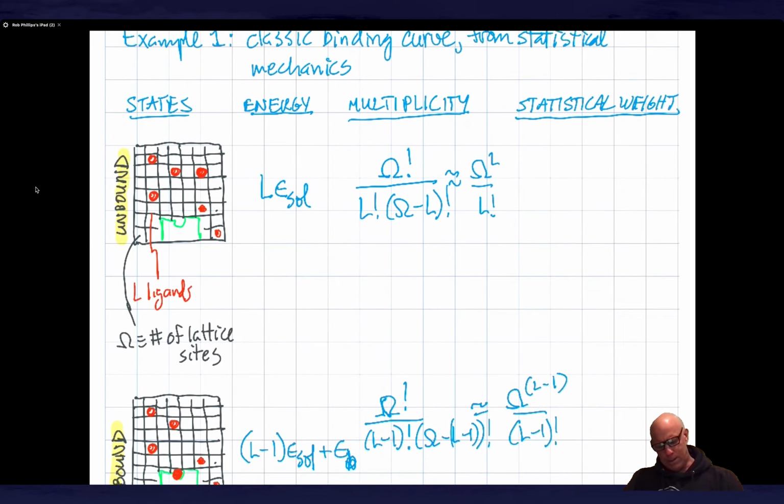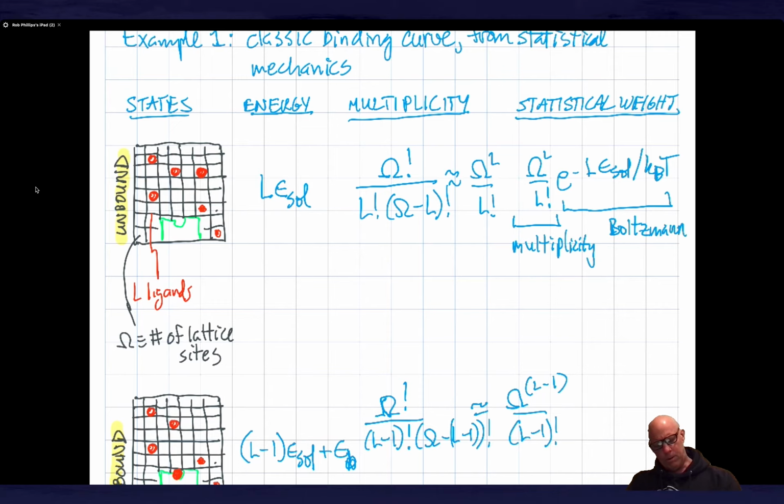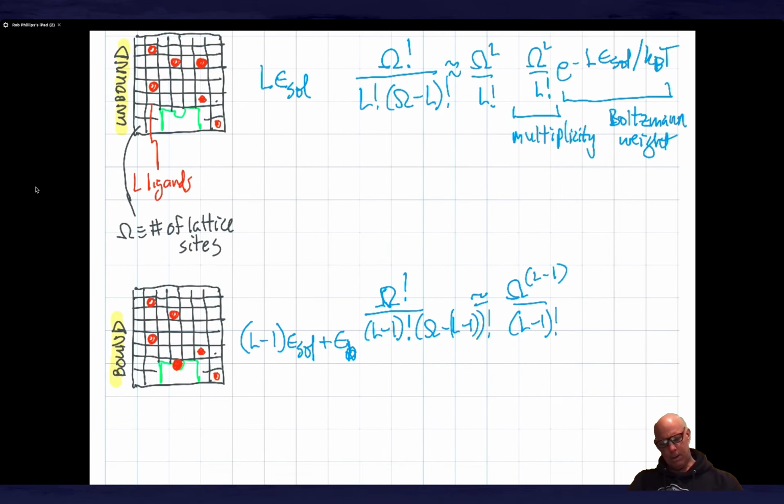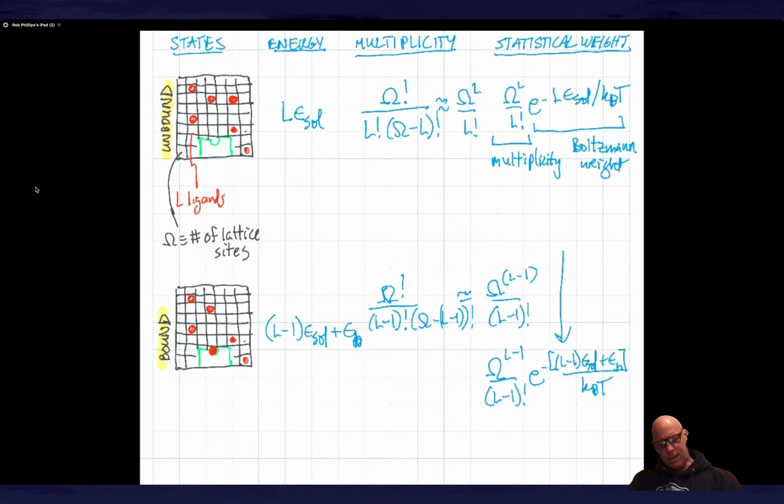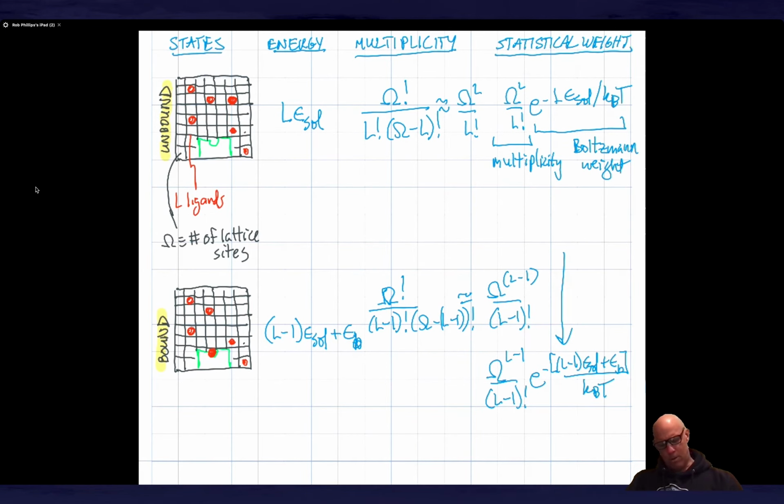And so when all the dust settles, then I'm left with the statistical weight, which is the multiplicity times the Boltzmann factor, and that is written as this. So omega to the L power over L factorial. This part is the multiplicity, and this part is the Boltzmann weight. The total statistical weight is the product of those two things. Down here, just because I don't have room, this guy is omega to the L minus 1 over L minus 1 factorial, and then e to the minus L minus 1 epsilon solution plus epsilon b, all divided by kBT. So that tells me the relative statistical weights of the bound and the unbound states.